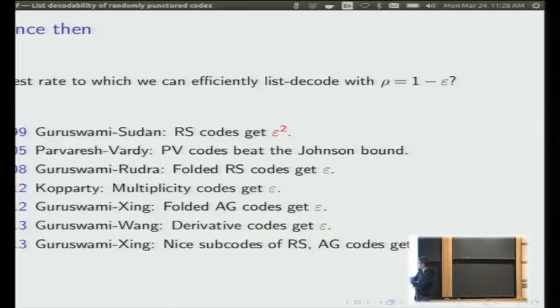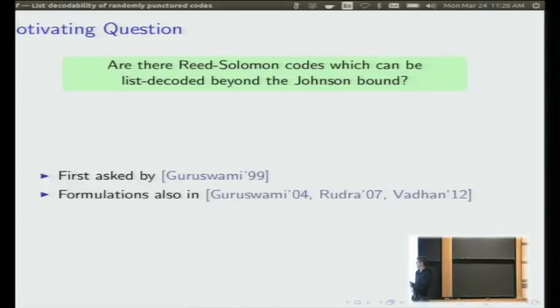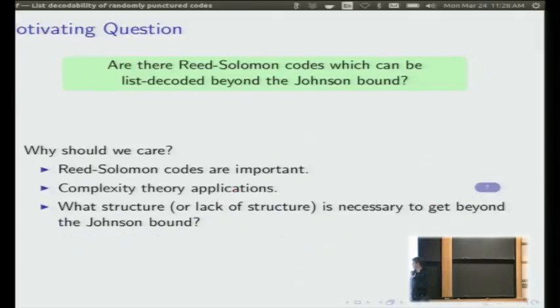But one thing to notice about this list is that none of these actually include Reed-Solomon codes themselves. Most of these are variants on Reed-Solomon codes. And so the motivating question where we started our work is, well, are there Reed-Solomon codes which can be list-decoded beyond the Johnson bound? This was first asked by Guruswami and Sudan in their work, and it's been formulated a bunch since then.